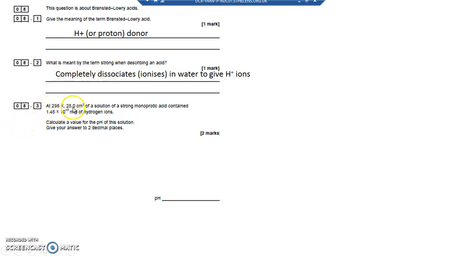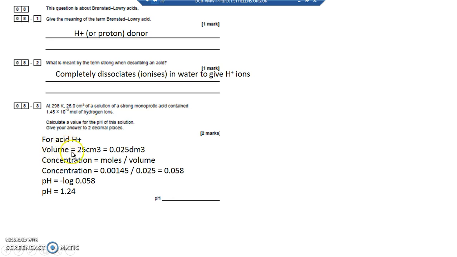At 298K, 25 cm cubed of a strong monoprotic acid contains 1.45 times 10 to the minus 3 moles of hydrogen ions. Calculate a value for pH. So if you've got pH, you need H+ concentration, because pH is minus log to the base 10 of H+ concentration. I've been given a volume, I've been given a number of moles, so I can work out concentration of H+ ions. So volume is 25 cm cubed, divided by 1000 to get into decimeter cubed.